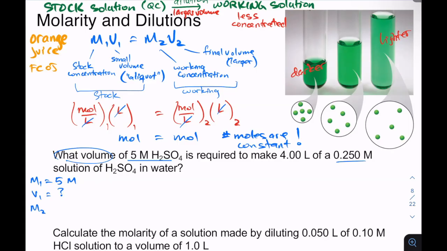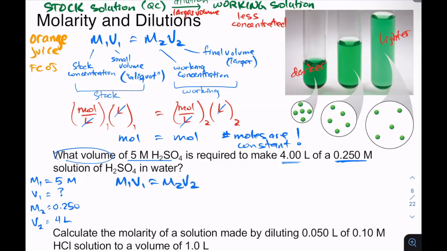The working solution concentration is 0.25, and our volume is 4 liters. Oops, sorry, that's V2. Volume is 4 liters. Now I know what I'm working with, and I have one unknown, thank goodness. I know how to solve for one unknown. Now let's go back to the relationship, and then we'll do some algebra. So the relationship is M1 V1 equals M2 V2.